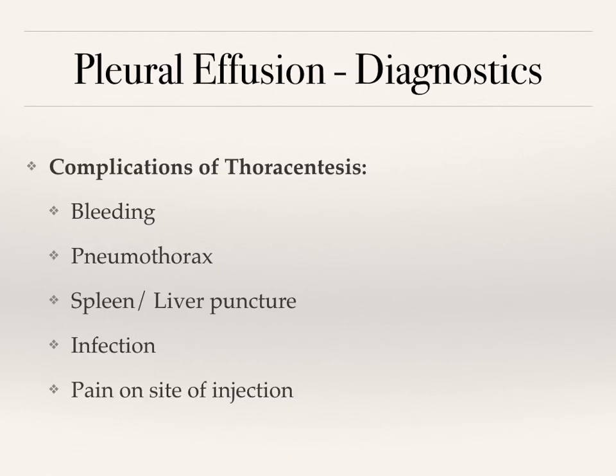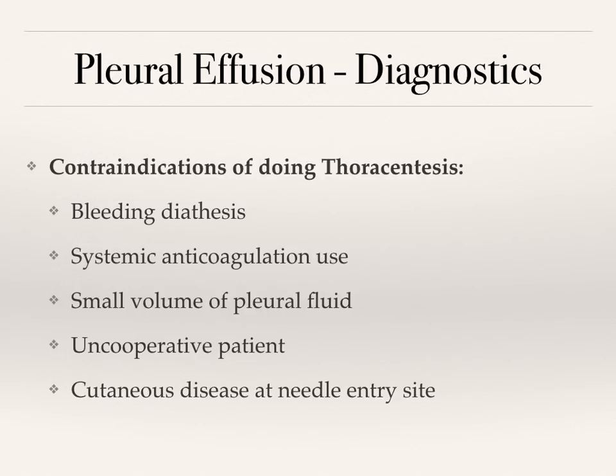The following are the complications of thoracentesis. There could be bleeding, pneumothorax, rupture of the spleen or liver, infection, and pain at the site of injection. These are the contraindications of doing thoracentesis: if the patient has bleeding diathesis, systemic anticoagulation use, small volume pleural fluid, is uncooperative, and there is presence of cutaneous disease at the needle entry site.